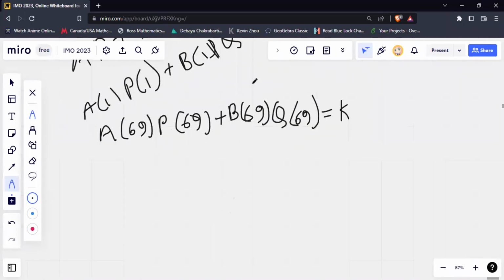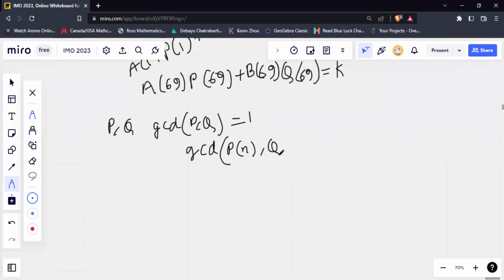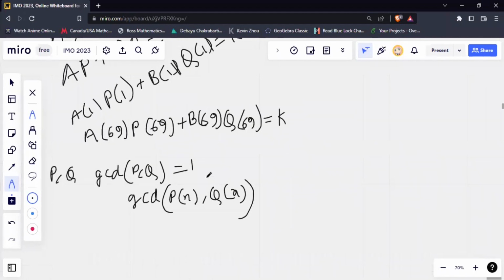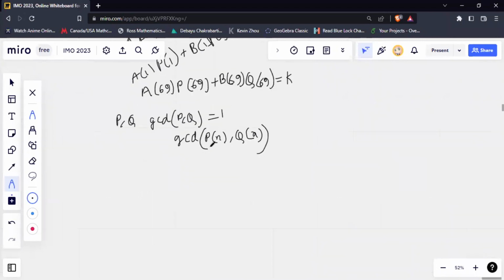Okay, so let's do a problem. Prove that if you have two polynomials p and q, and the GCD of p and q is 1, then the GCD of p of n and q of n is bounded. As in, those outputs are smaller than something. They can't just be arbitrarily large.